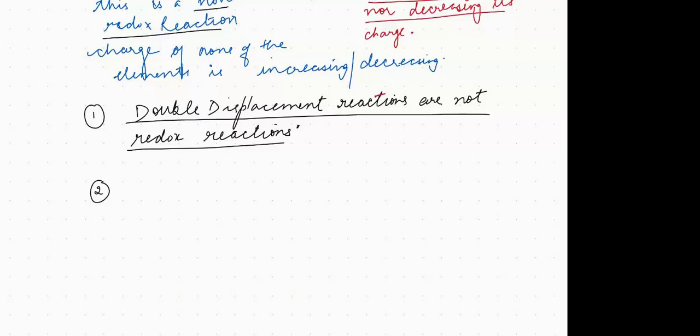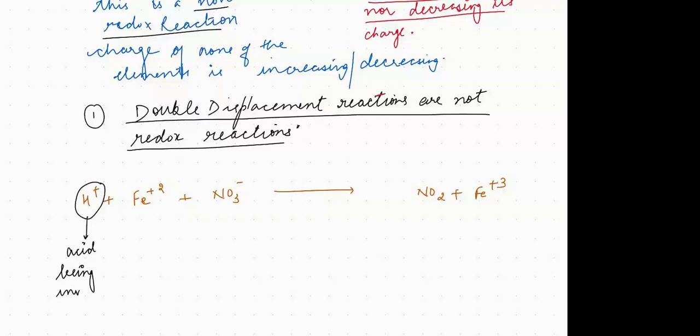next, have a look at this equation. Let's suppose I give you Fe plus 2 plus NO3 minus gives you what? It gives you NO2 plus Fe plus 3 plus H plus. Now understand, H plus is just to tell you that there is some acid involved here. So when some acid is involved, we say that it is H plus.